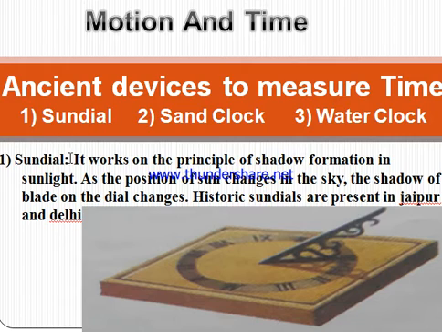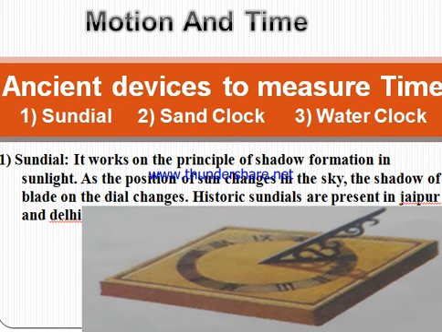First is the sundial. A sundial works on the principle of the shadow formed by sunlight. It has a triangular knob which is placed in the sunlight. When sunlight falls on it, it shows some duration. It shows the shadow, and where the shadow changes, that time will be noted. The historic sundials are present in Jaipur and Delhi Jantar Mantar. You can also go there and see the old sundials.